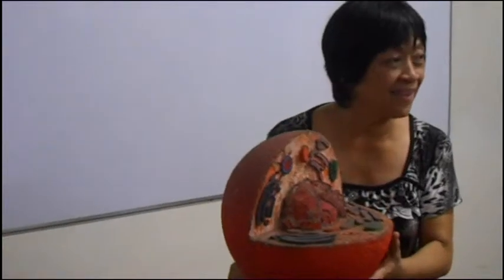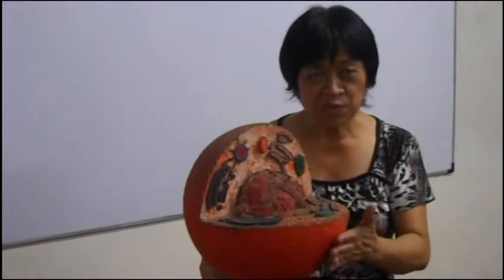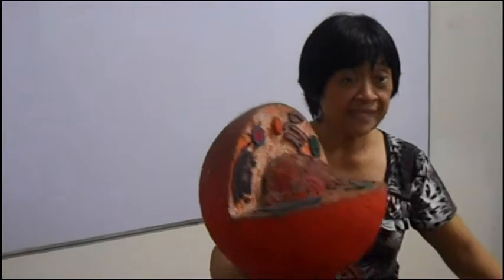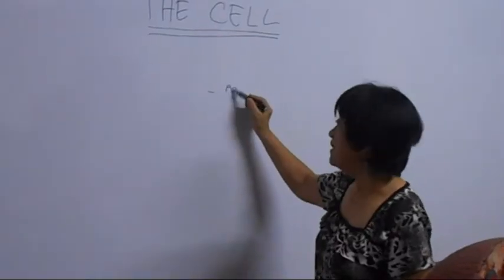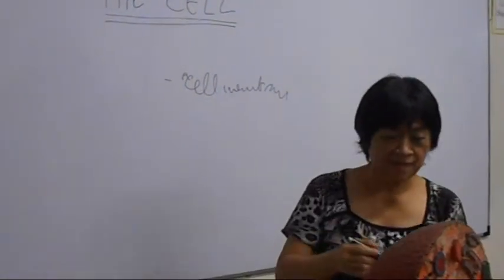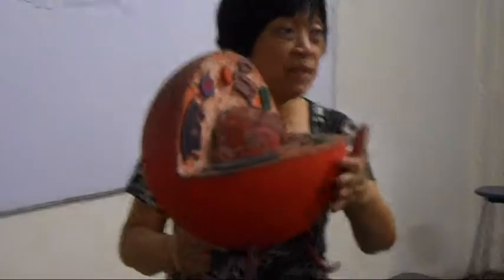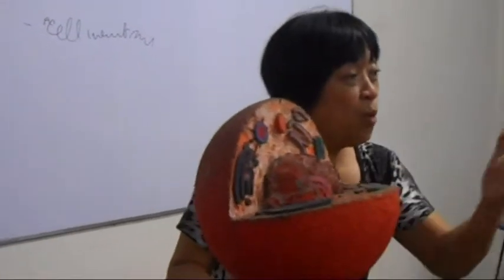Of a cell. I will show you the three principal parts of the cell. The first part is what? Cell membrane. Okay? So this is the first principal part of the cell, the cell membrane. Now what is the function of the cell membrane? If you remember.